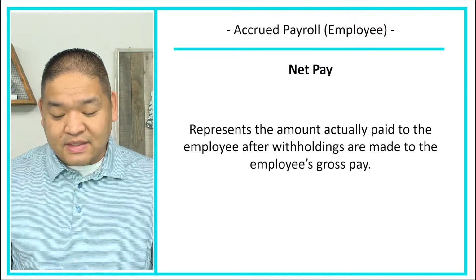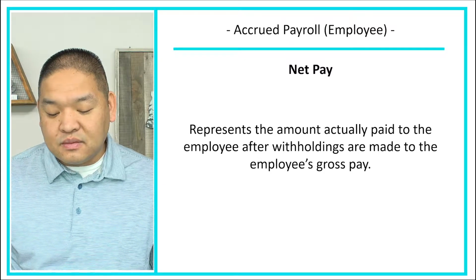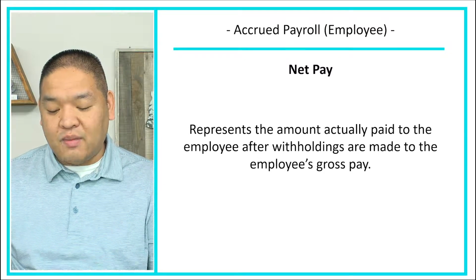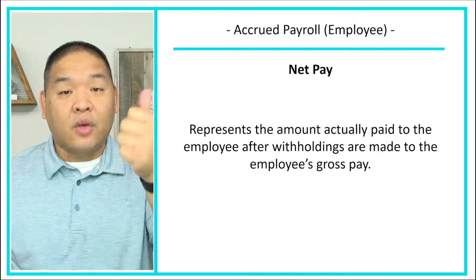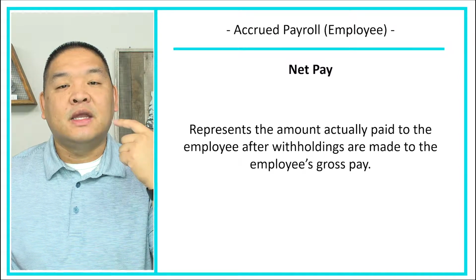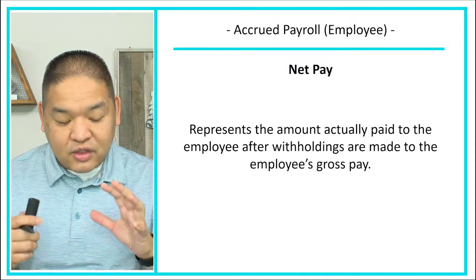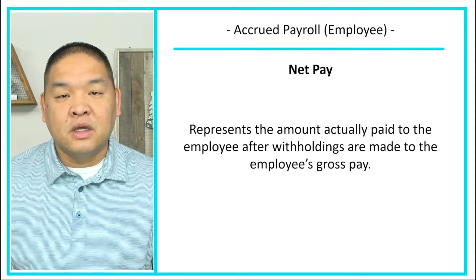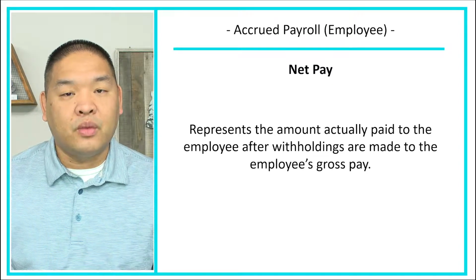So net pay represents the amount actually paid to the employee after withholdings are made to the employee's gross pay. So we've got gross pay, subtracting our withholdings or payroll deductions gets us our employee's net pay. So those are three key aspects of payroll. Now let's take a look at the payroll earnings sheet that an employee would receive.